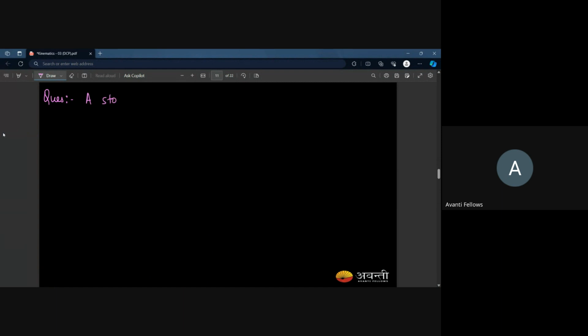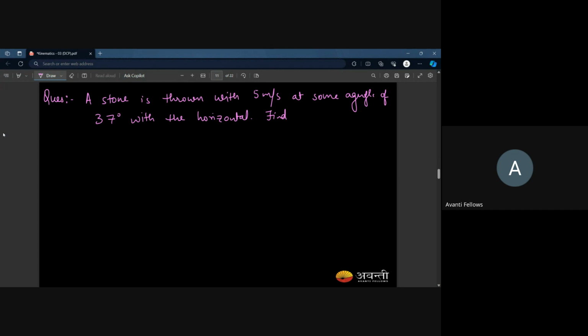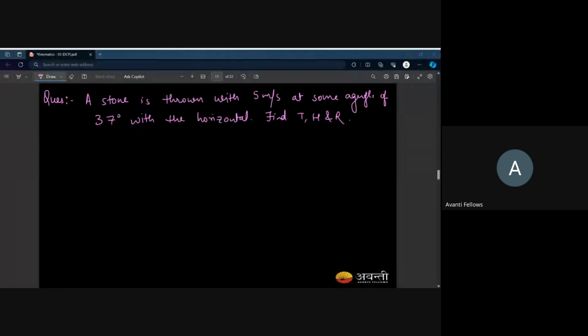So I guess we should do some questions. There is a stone which is thrown with some velocity, let's say 5 meter per second, at an angle of 37 degrees with the horizontal. The question is very simple: find T, H, and R. Do I need to write the expressions of T, H, and R, or can you calculate them by yourself? We can calculate, ma'am.